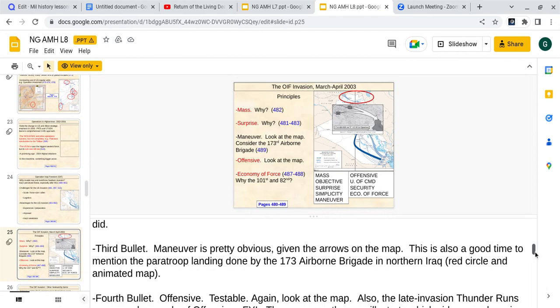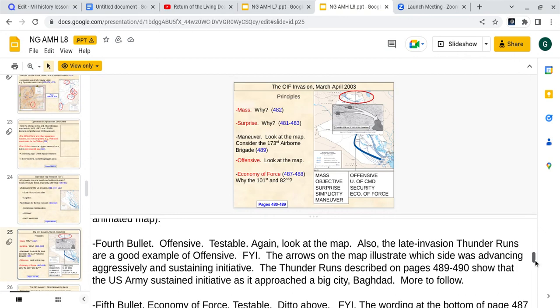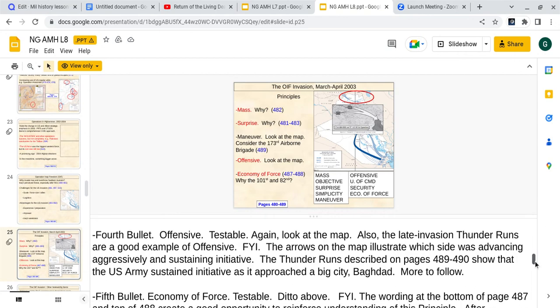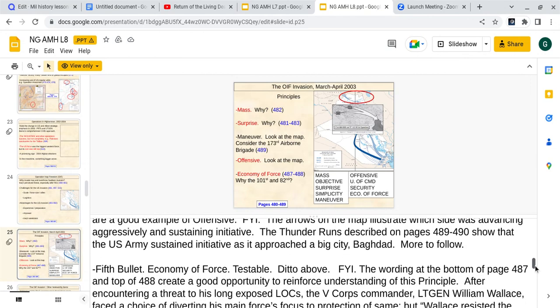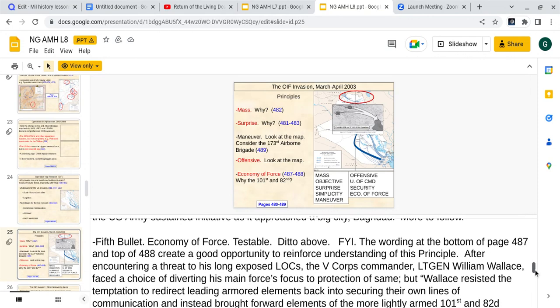Maneuver is pretty obvious. You can look at the areas on the map and see that they were using these tanks and helicopters to place the Taliban in positions where they did not have the advantage on the battlefield. As for offensive, we were seizing, retaining, and exploiting initiatives by hitting the Taliban where it hurt them most and gaining decisive lands. And then for economy of force, same thing.